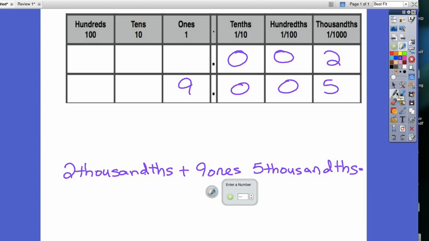So this could actually look like a math problem, kind of like what my friend number 9 just said, where you just add the numbers straight down. So 5 plus 2 is 7. 0 plus 0. 0 plus 0. 9 plus nothing. Don't forget to put the decimal. And that's how that would look. So it'd be like 9 and 7 thousandths.